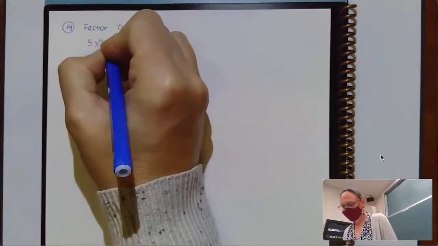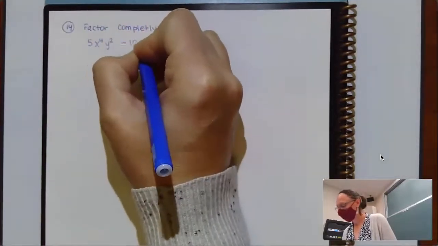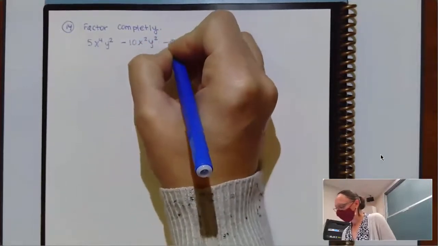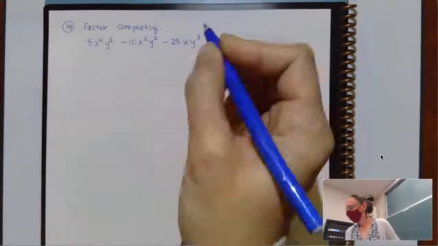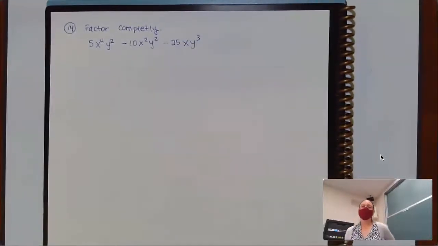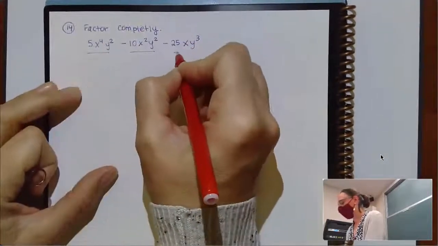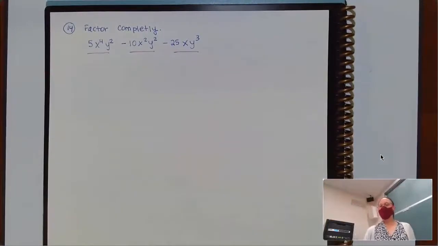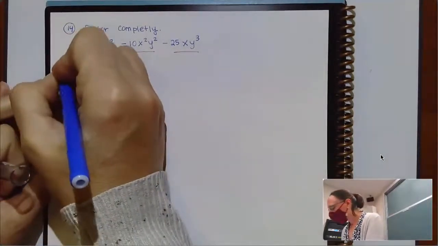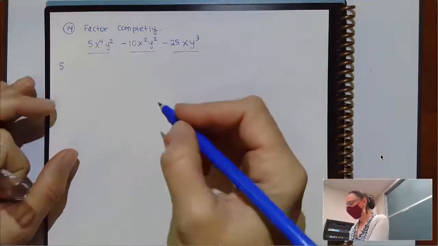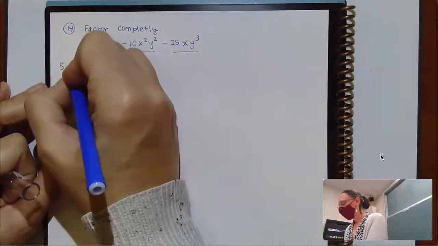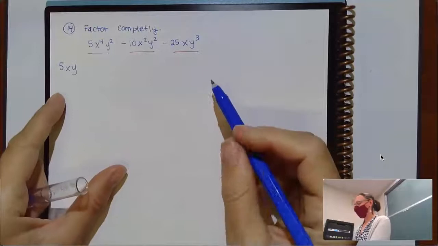So problem 14 asks us to factor completely. The first thing that I want to look for is anything that our three pieces have in common, so that I can pull out that greatest common factor. Looking at all three of those, I know for sure I can pull a 5 out. And they all have some number of X's and some number of Y's. So I know I'm going to be able to pull something out there too.